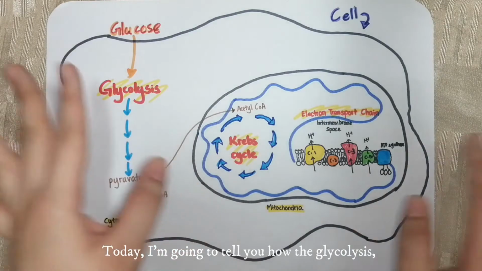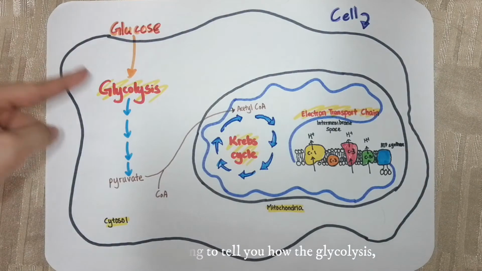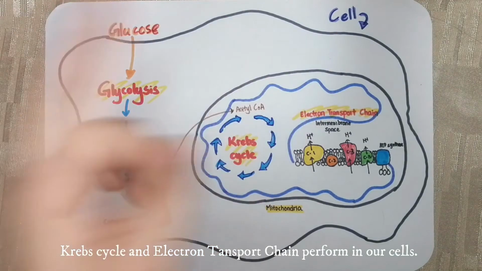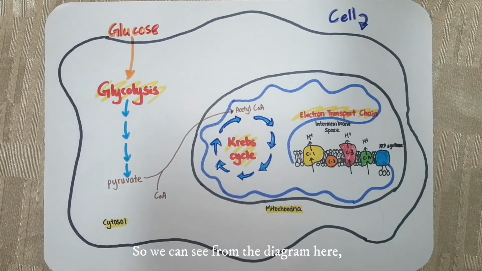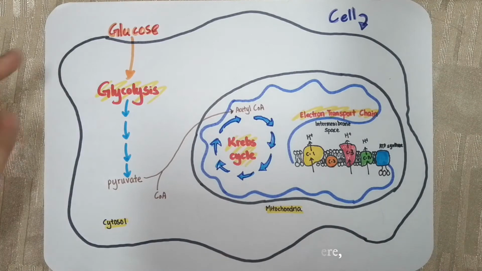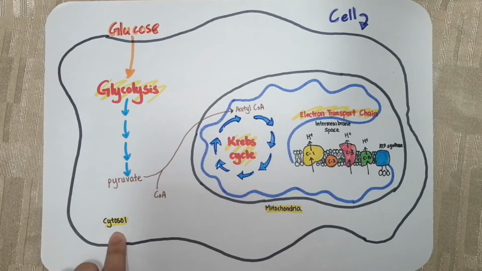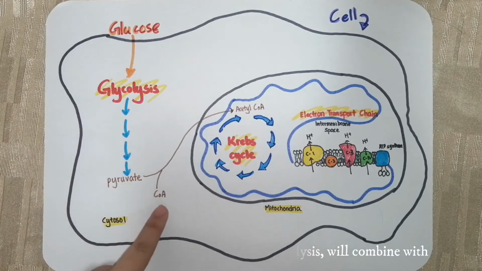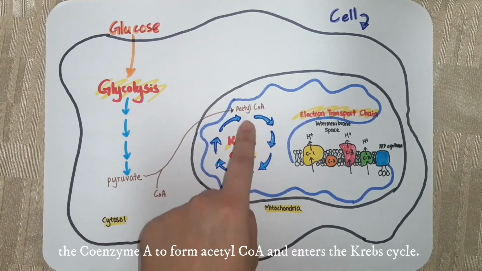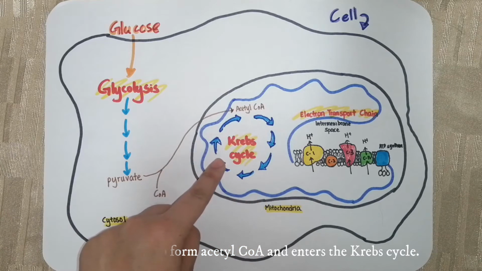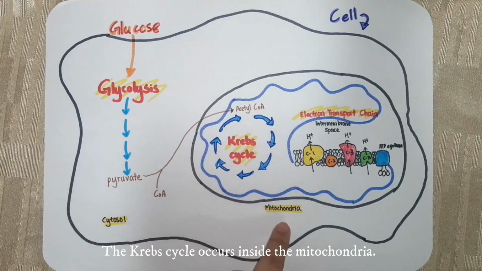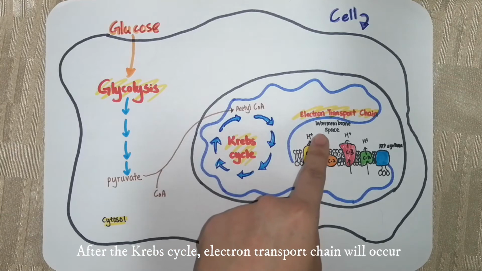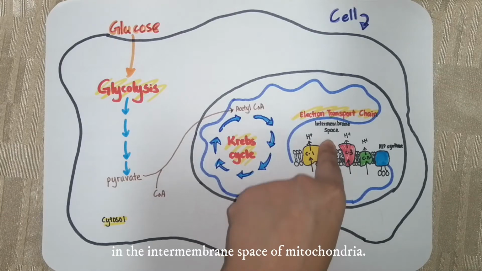Hello everyone, today I'm going to tell you how glycolysis, the Krebs cycle, and the electron transport chain perform in our cells. We can see from the diagram here, glycolysis occurs in the cytosol. The pyruvate, which is the end product of glycolysis, will combine with coenzyme A to form acetyl-CoA and then enter the Krebs cycle. The Krebs cycle occurs inside the mitochondrion. After the Krebs cycle, the electron transport chain will occur in the intermembrane space of the mitochondrion.